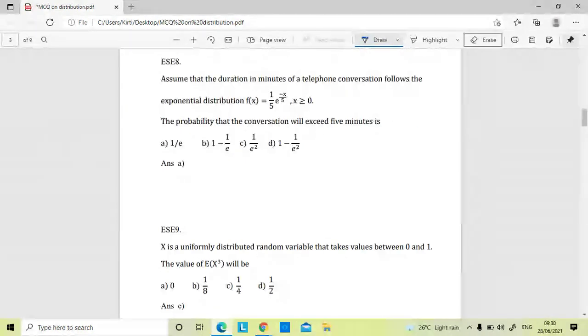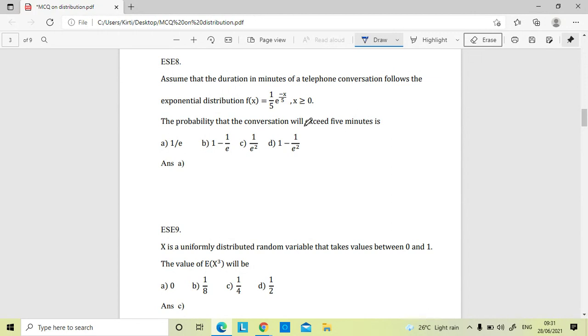What is my next question? Assume that the duration in minutes of a telephone conversation follows the exponential distribution. It is given by f of x is equal to 1 by 5 e raised to power minus x by 5, for x greater than or equal to 0, and obviously 0 for the remaining. The probability that the conversation will exceed 5 minutes is, so here what is asked is the one thing you should understand.